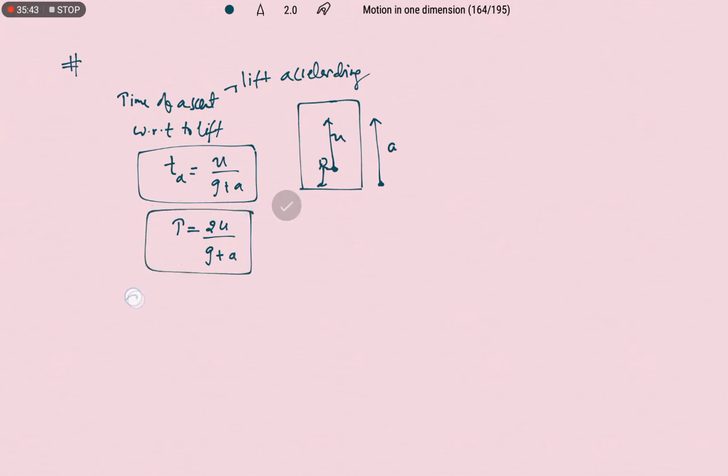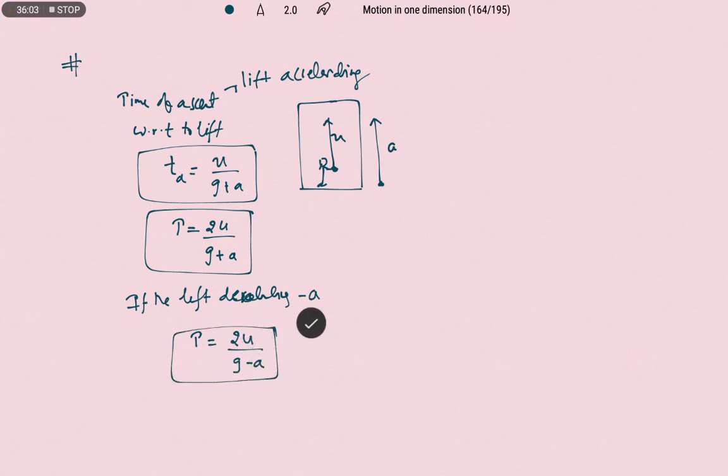Now suppose the lift is decelerating. If the lift is decelerating, a is negative. So if a is negative, the time of flight we can take as 2u by g minus a. Okay? So when the lift is accelerating upwards, time of ascent will be u by g plus a, and time of flight is 2u by g plus a. And when the lift is decelerating upwards, Ta equals u by g minus a, and time of flight is equal to 2u by g minus a. This is with respect to the lift only.